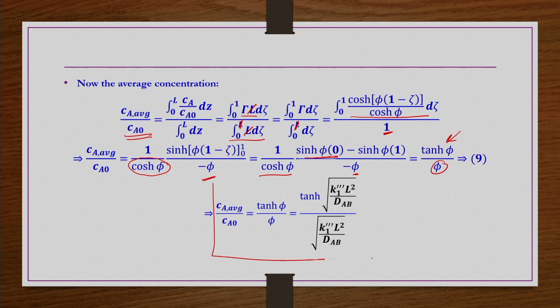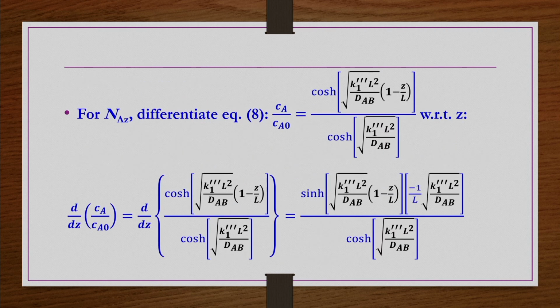If you replace phi by square root of k1 triple prime L square by DAB, this is the equation for the average concentration. Now, if we wanted to find out the flux, we take the Ca by Ca naught expression that we have in the previous slide, and we have to differentiate it with respect to z.